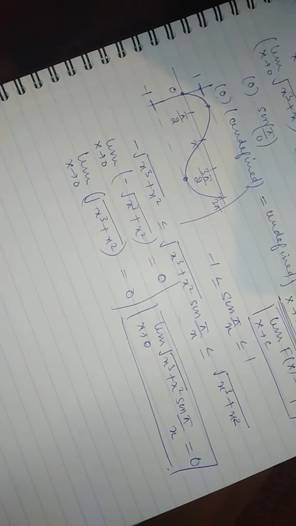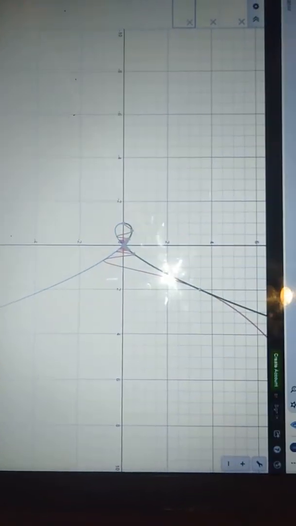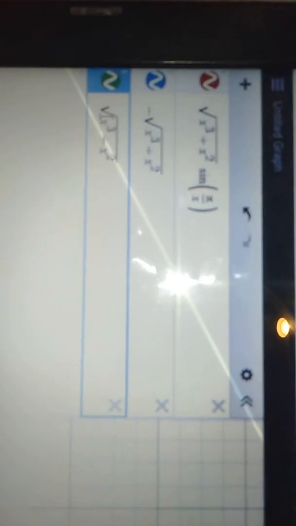Okay. Yeah, here we have this. So this is my graphing calculator. Okay, so what was our function? This was our function: root of x cube plus x square times sine pi by x. And these two are the functions. Okay, so this function lies between these two functions. This was our inequality.